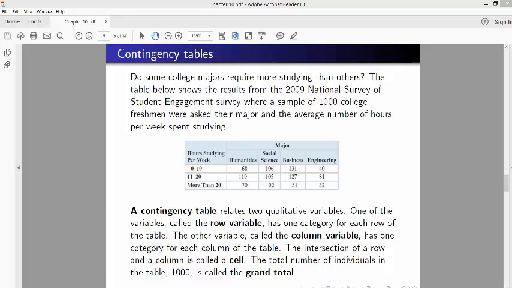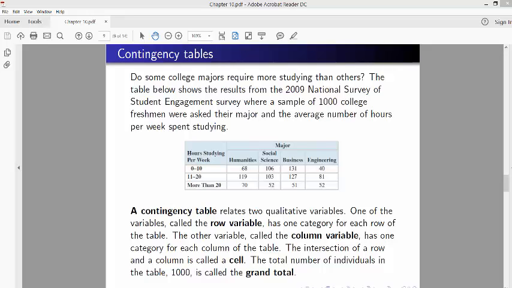Those are tables that relate to categorical variables. And in this example, you see that I have some majors for students and also hours of studying per week. So we want to ask this question: majors and number of hours of studying per week, are they associated with each other? Is one independent of another? And that's basically the essence of this entire section.